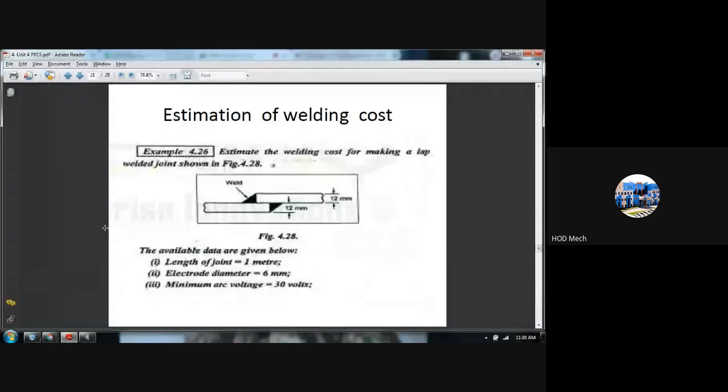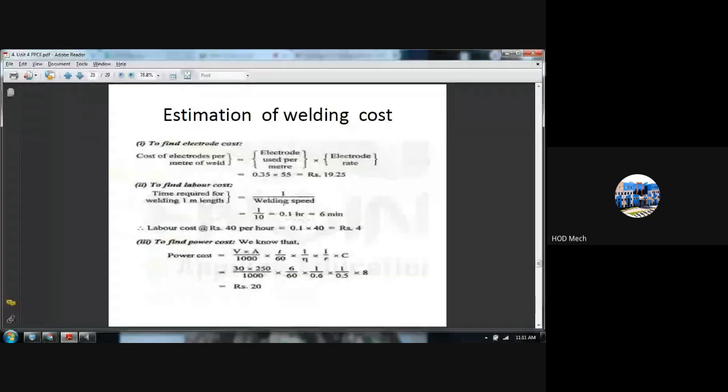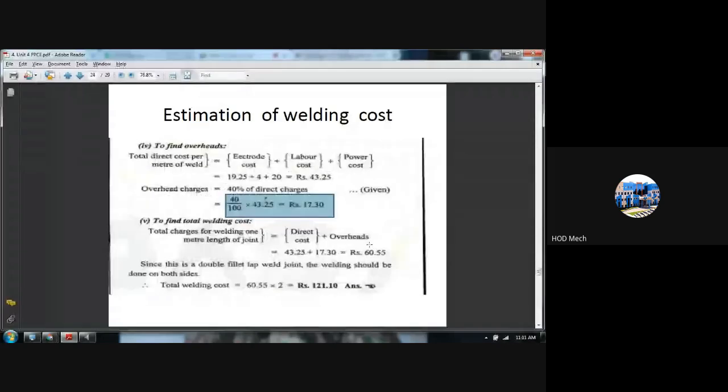Now, what is given in the problem? It is a lap joint. In a lap joint, the weld is done on the either side again, so the weld is done two times. Now this cost is for one side weld. So for the total lap joint it is 60.55 into 2. So the total cost is 121.1. This is your part B question. This is how it flows.